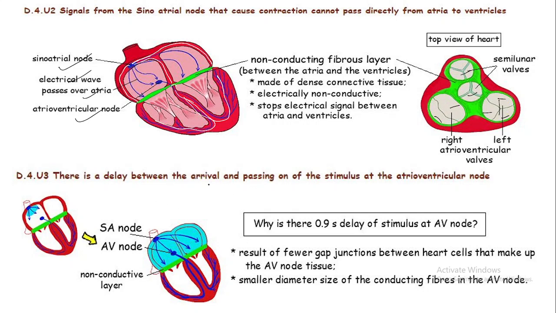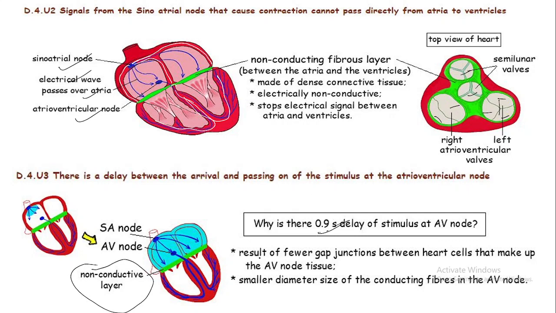There is a delay between the arrival and passing of the stimulus in the atrioventricular node. Look at this diagram here. SAN sends the impulses, but a 0.9 second delay of stimulus takes place in the AV node. The light blue region is the impulse covering the auricles. Next, it is received by the AVN. Because of the presence of the non-conductive layer, there is a delay.